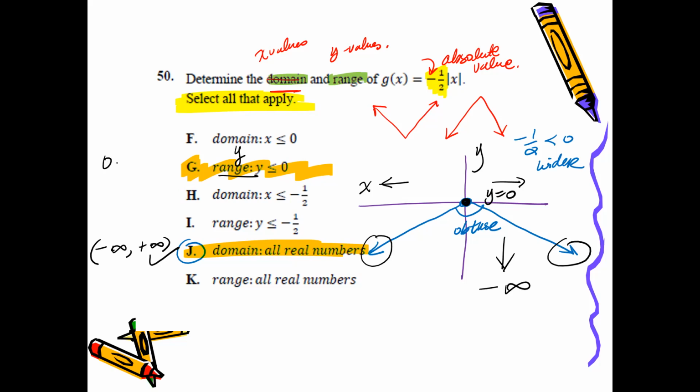So your range is from 0 all the way to negative infinity. So this range for G is Y is less than or equal to 0, and that is correct. So F is not correct. H is not correct, I is not correct, K is not correct. So the only one that works is G and J.